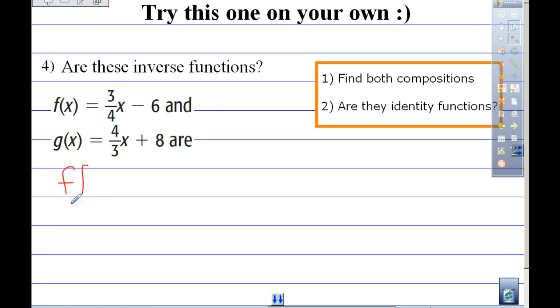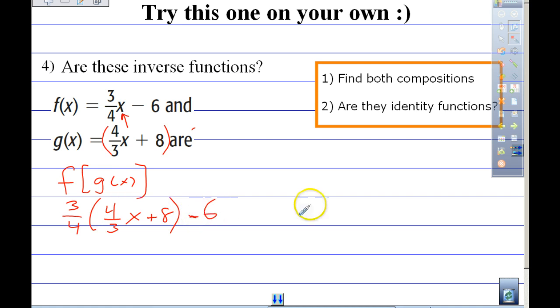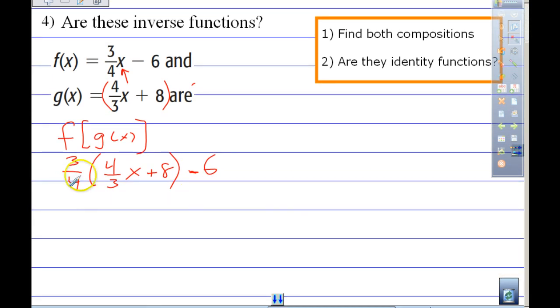So one more example. So find f of g of x, which means take g, plug that in for x. So we get 3/4 times 4/3 x plus 8 minus 6. Distribute 3/4 times 4/3, 1x. 3/4 of 8 is 6, and minus 6. So yes, it comes out to x. So far so good, but you're not done.